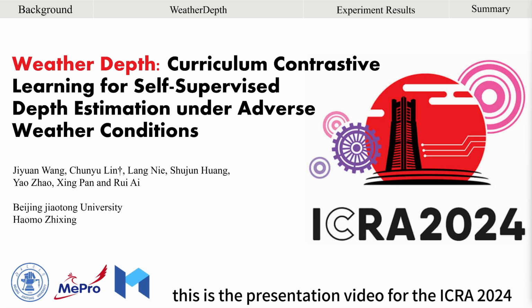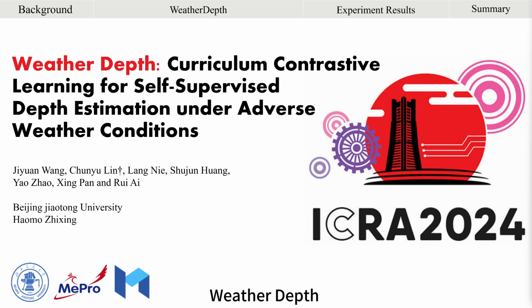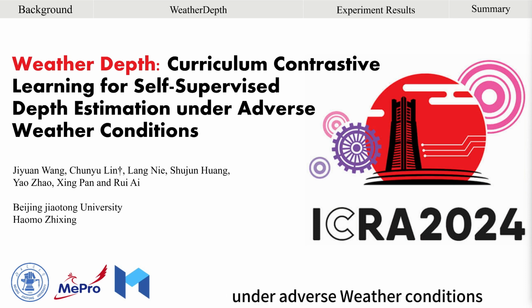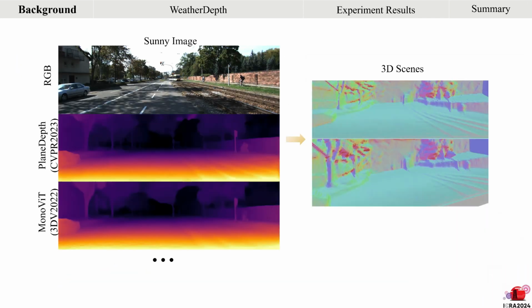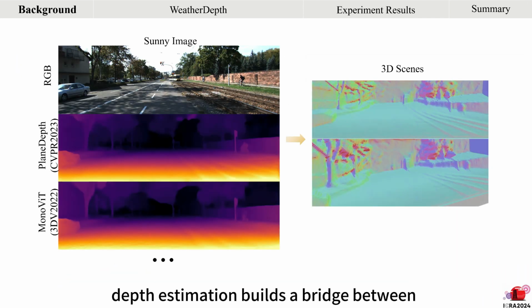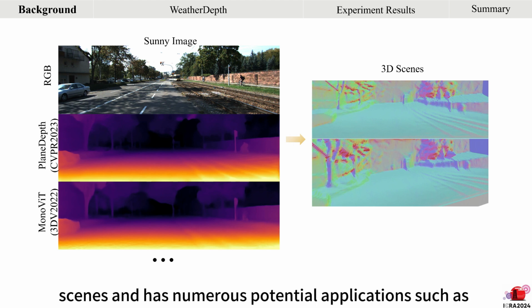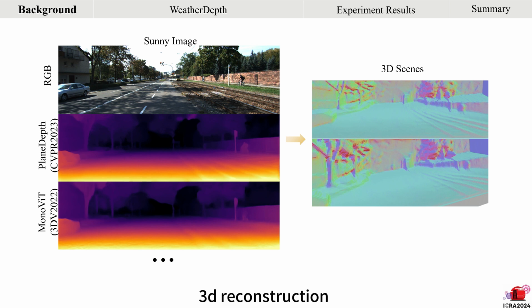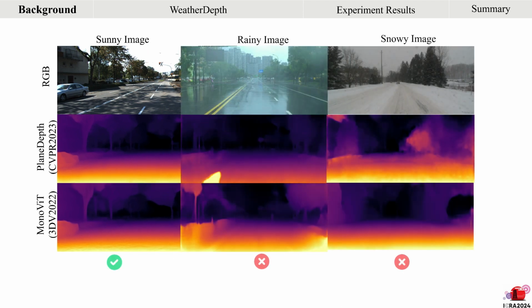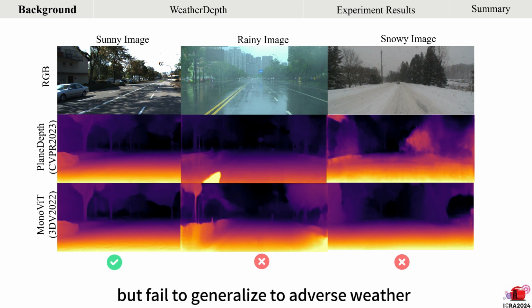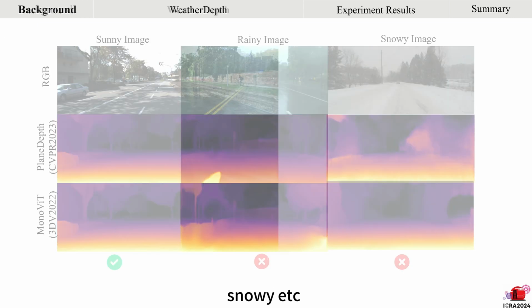Hello everyone, this is the presentation video for the ICRA 2024 paper, WeatherDepth: Curriculum Contrastive Learning for Self-Supervised Depth Estimation under Adverse Weather Conditions. Depth estimation builds a bridge between 2D images and 3D scenes and has numerous potential applications such as 3D reconstruction or autonomous driving. The existing models have shown promising performance on clear scenes, but fail to generalize to adverse weather conditions like rainy, snowy, etc.